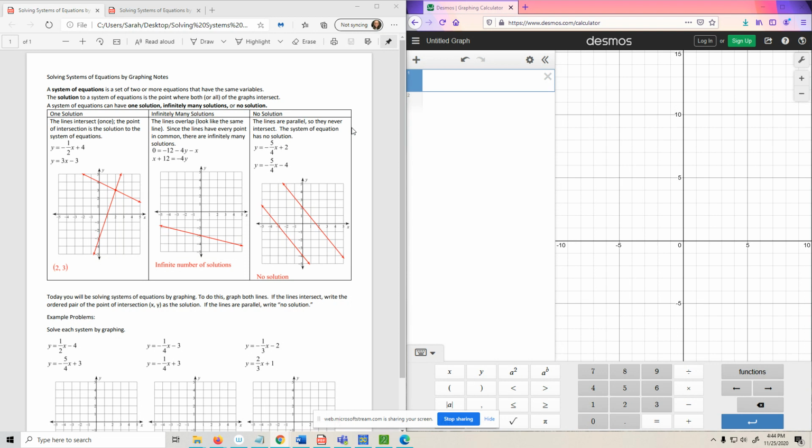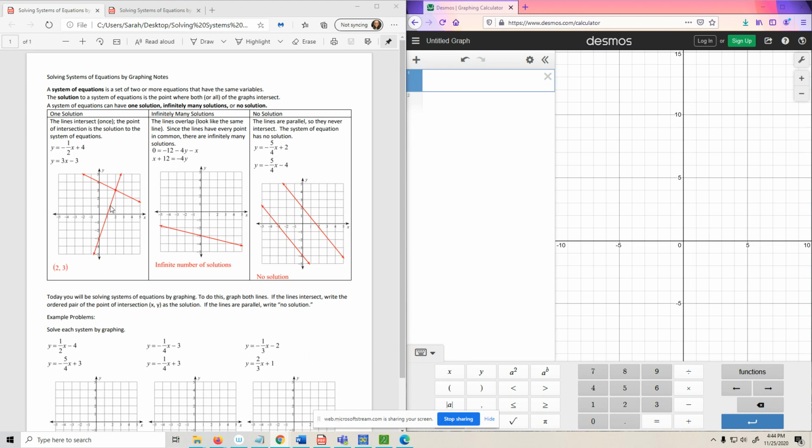We are going to be dealing today with just systems of two lines, or two linear equations. So there's only three things that can happen. The two lines can cross exactly once, which gives you one solution. The two lines can overlap and look like the same line, which is infinitely many solutions. Or the two lines can be parallel, meaning they'll never intersect, which gives you no solution. I have pictures of these scenarios right here.